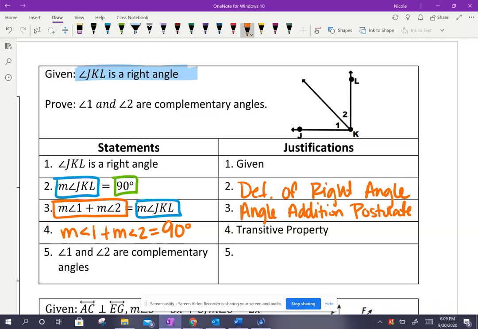And I can use transitive property for this because I am not breaking my equation into pieces. If I was trying to just replace the measure of angle 1, that would be substitution. But I'm replacing entire pieces on either side of the equal sign. And so this is transitive property. And then we can say that angle 1 and angle 2 are complementary angles. And this is something we're going to talk about more here in a few minutes. But that is done by the definition of complementary angles.